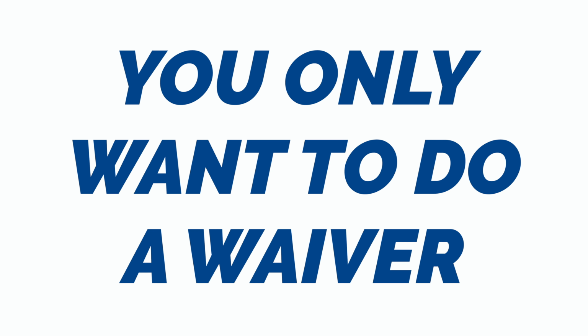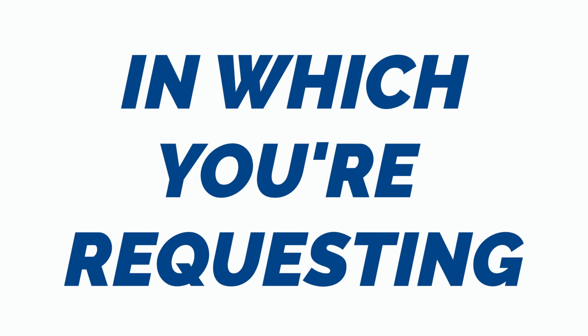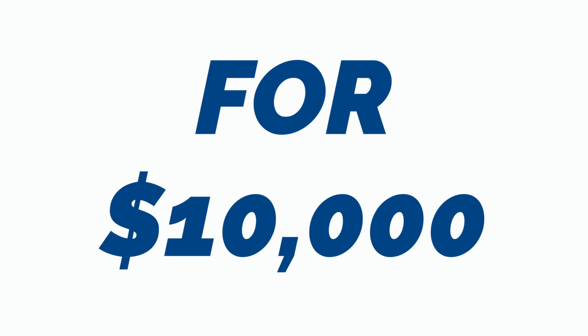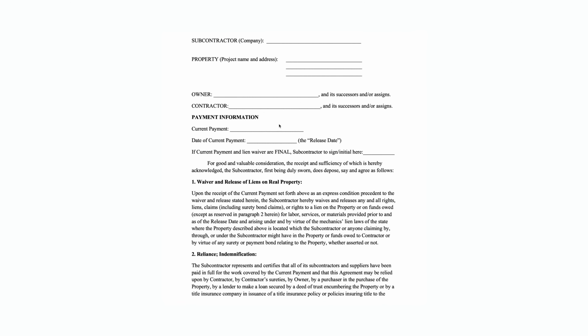You only want to do a waiver for the amount of money for which you're requesting payment. So if the subcontractor's scope is $25,000 and you are only paying $10,000 as the first payment, you only want to do the waiver for $10,000. I would put that in this current payment due area right here.